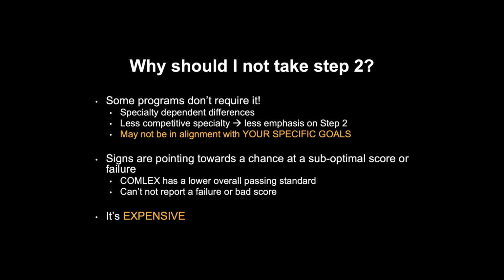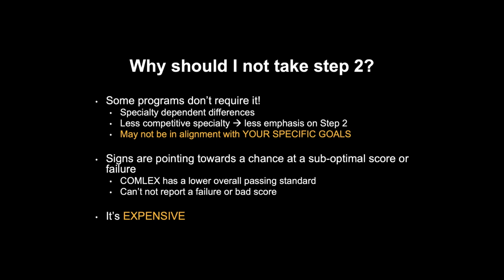In general, COMLEX Level 2, the DO version of Step 2, has a lower overall passing standard, so there's less chance of failing. And really, this comes down to the fact that in the Match or in ERAS, you can't not report a failure or a bad score. You can't just say, oh, this program doesn't require USMLE Step 2, so I'll just send in my Level 2, which is a passing score.